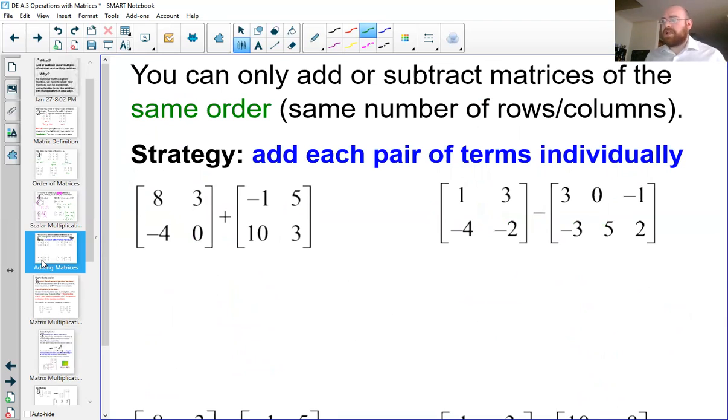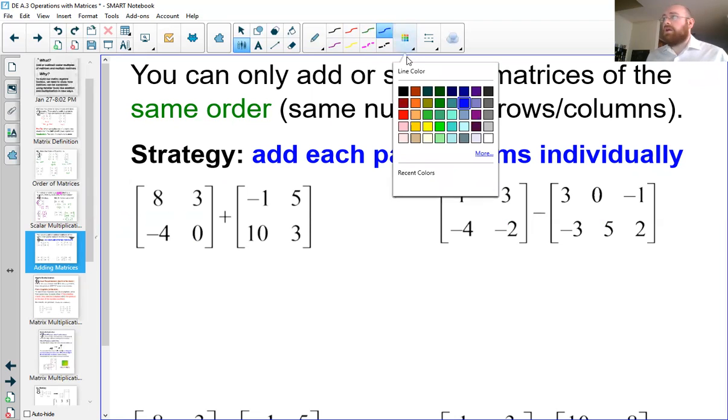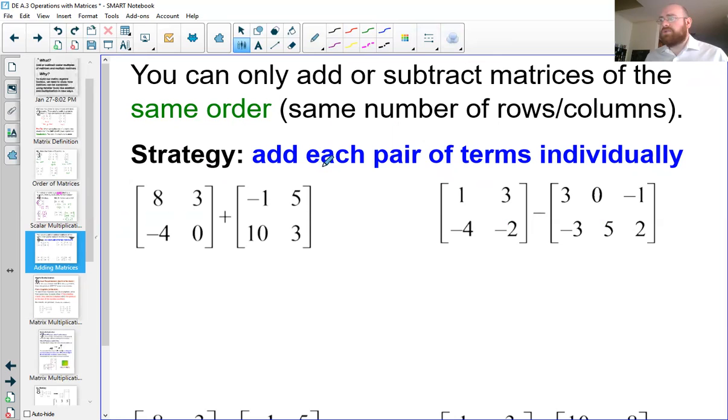So adding and subtracting matrices is incredibly straightforward. You can only add or subtract two matrices if they have the same order. So if they're a different size, their sum or difference is undefined. And the strategy we use is we simply add each pair of terms.